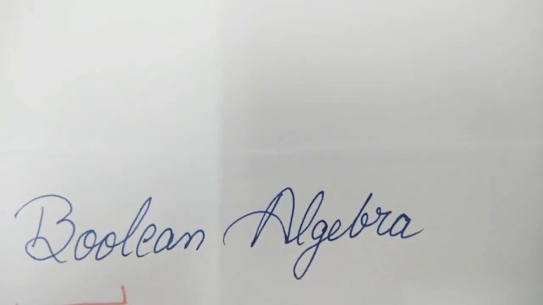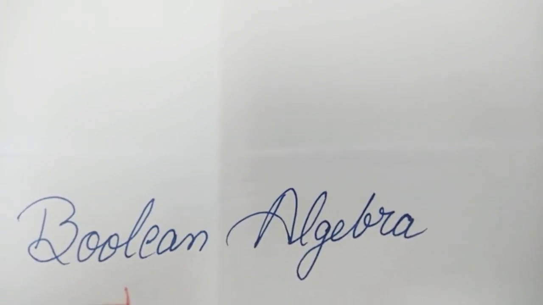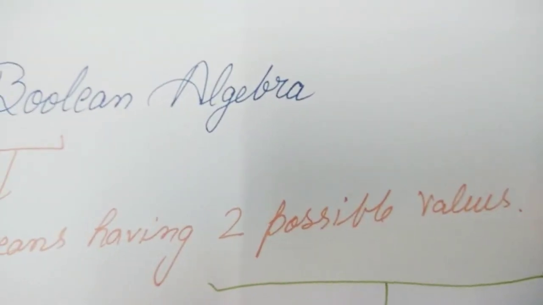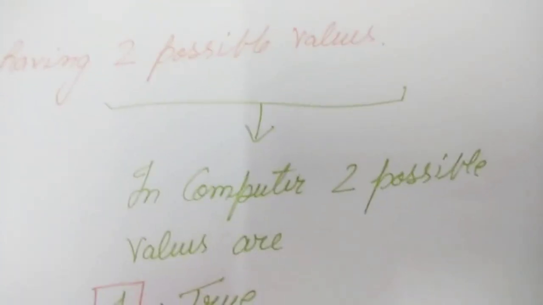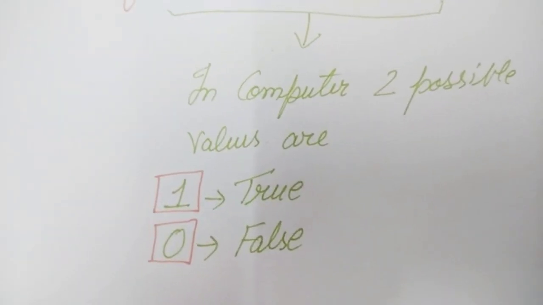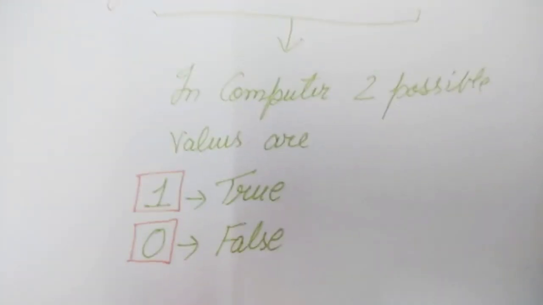Boolean algebra. Now here, what is the meaning of bool? Bool means having two possible values. In computers, we only work with two values. In computer, only two values are possible. The values are 1 and 0. 0 means false and 1 means true.